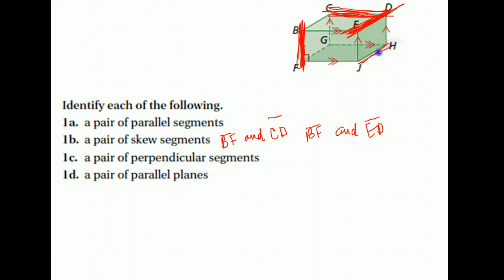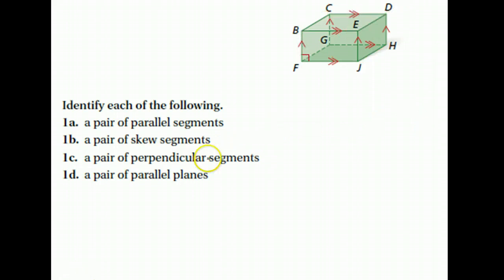We could come over here. What about JH? What would JH be skew with? Well, it's skew with BF. We could use BF again. We could come back here and use this line through C and G. Okay, so lots of correct answers here. They only asked for one, but I'm giving you a couple so that you have more examples. Okay, so those are skew lines.